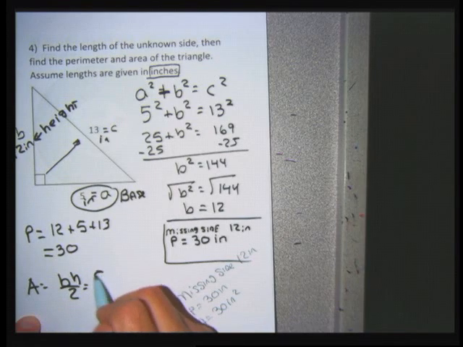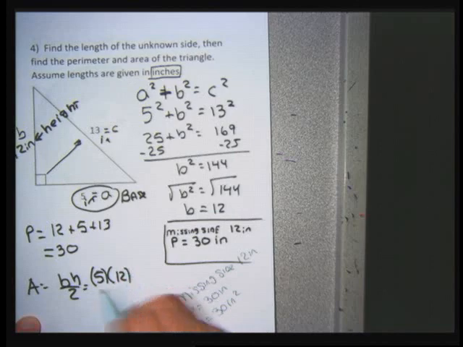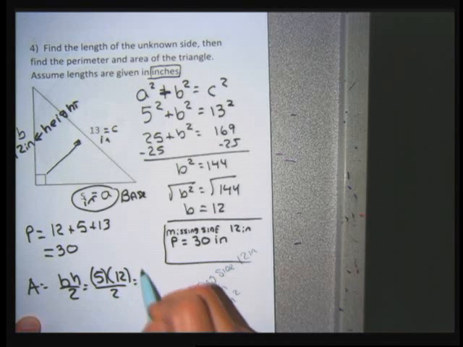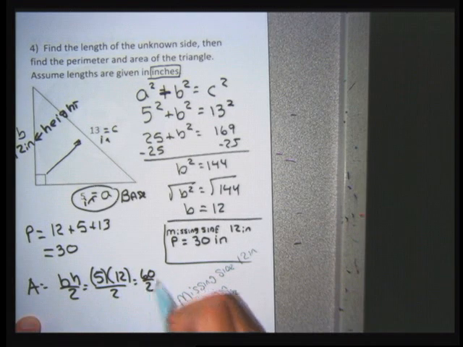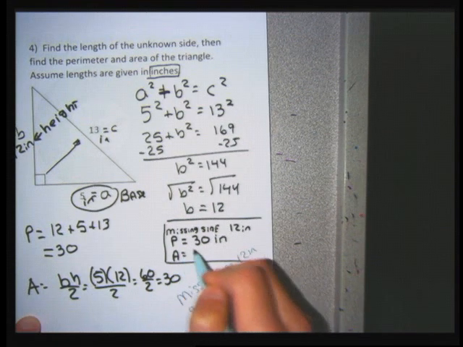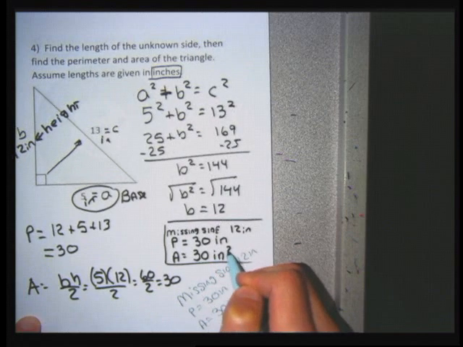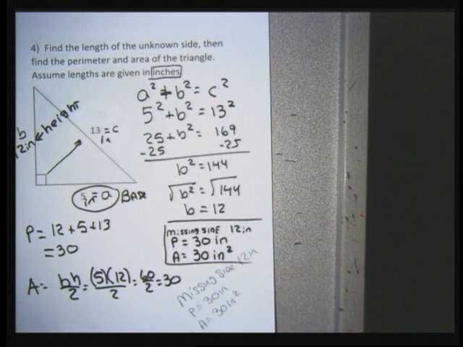Technically, it's 5 inches times 12 inches over 2. That's 60 over 2, which is 30. So the area has the same number as the perimeter, but it doesn't have exactly the same units. Area always gets square units for my answer.